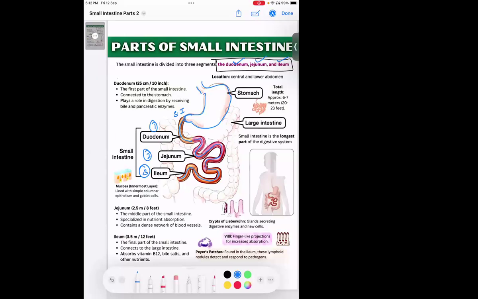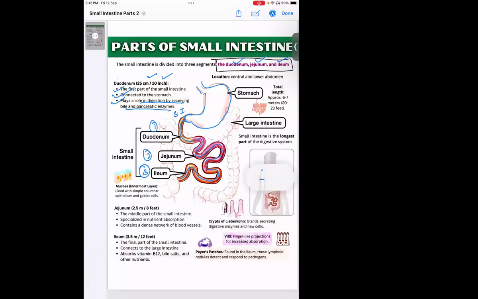The first one, the duodenum, is almost 25 centimeters long, and it is the first part of the small intestine. It is connected to the stomach. You can see in the picture also, it is connected directly to the stomach. It plays a role in digestion by receiving the bile and pancreatic enzymes. Very, very important. Whatever the pancreas has produced with the help of the enzymes, the duodenum receives it so that the further process can work on it for the complete digestion of the food.